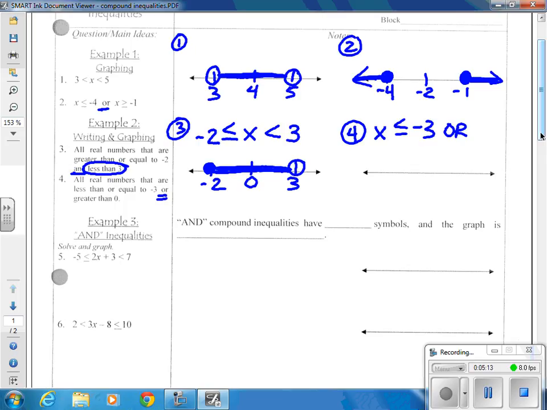Without that word or, it is not a correct statement. And then the other part is all real numbers that are greater than 0. So that would be the same variable x is greater than 0.